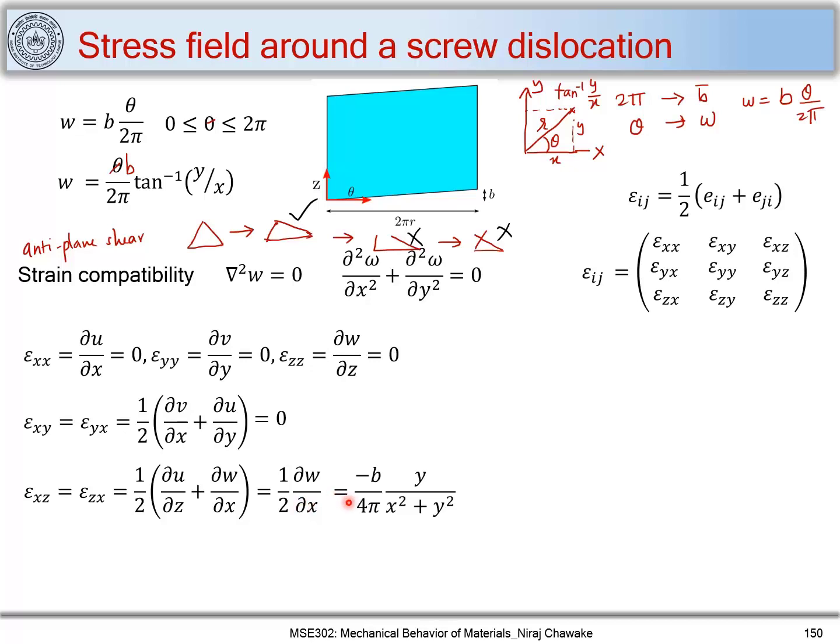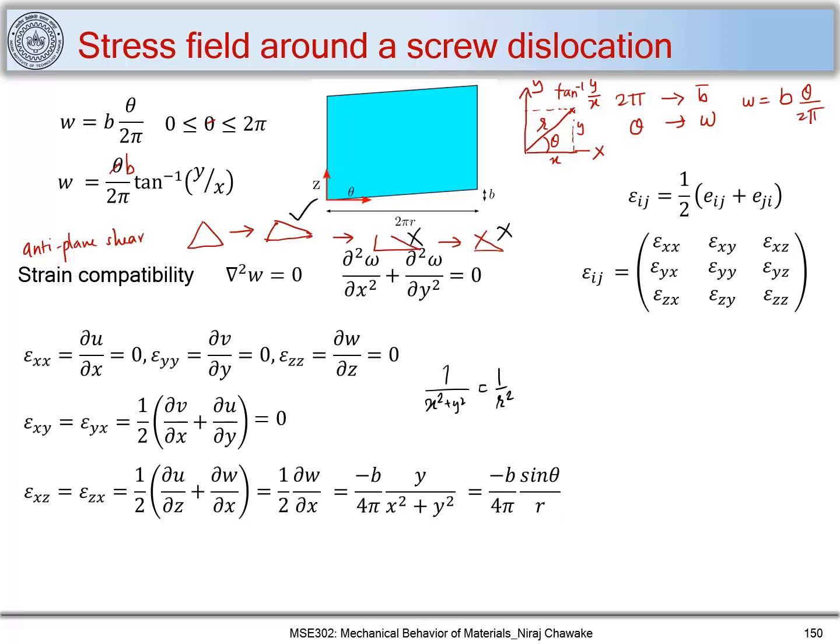And this you can write as, you take a derivative of this, and it comes out to be b upon 4 pi y upon x square plus y square. And in terms of theta, you can write this term as minus b upon 4 pi sine theta upon r. How can you do that? So let me write it down. You can write this 1 upon x square plus y square is equal to 1 upon r square, and from here you can find out what this term can be.